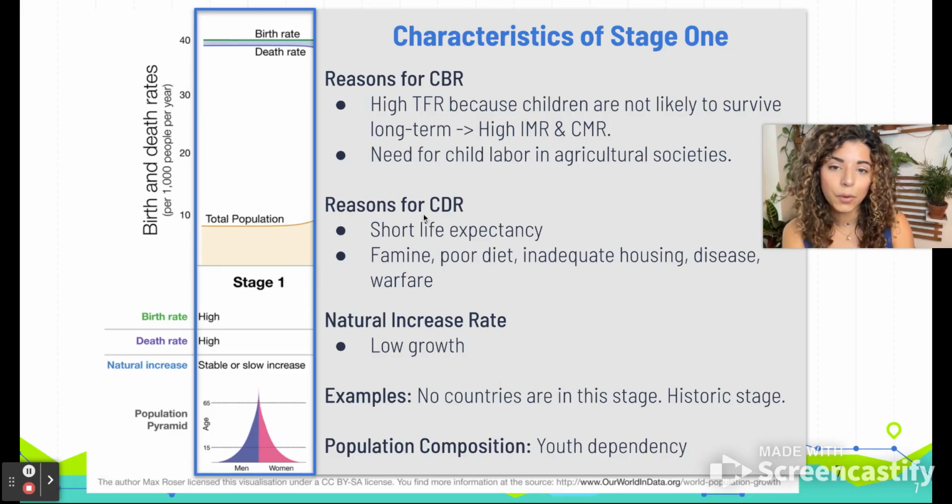So reasons for crude death rate. Way up here, a very high death rate. Short life expectancy. People did not live very long when we were in this stage. Famine, poor diet, inadequate housing, disease, warfare, all kinds of things would cause people to pass away. Infections, colds, flus, little things like that, people would pass away. And then the natural increase rate overall was very low growth, right? So high birth rate, high death rate means low growth.